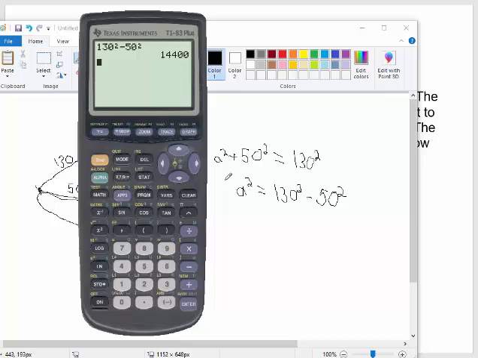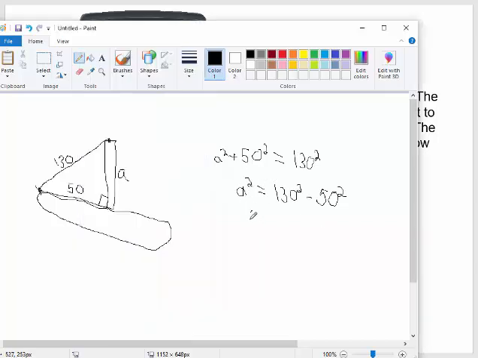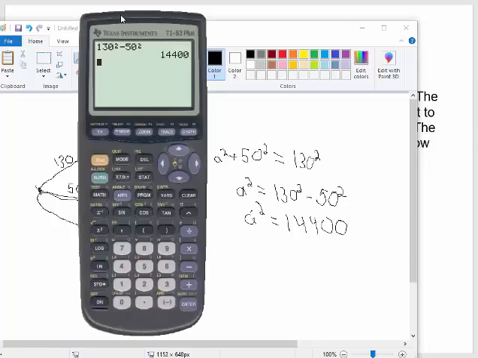That's this. Now to find A, remember A squared is equal to whatever this was, 14400. Now to find A, we square root that value. And it looks like the height of that mast, of that sailboat, is 120 feet.